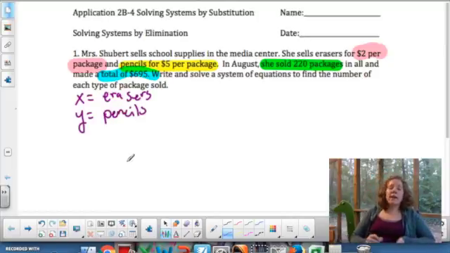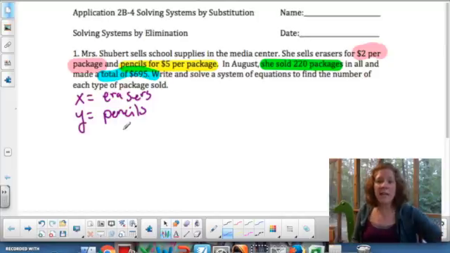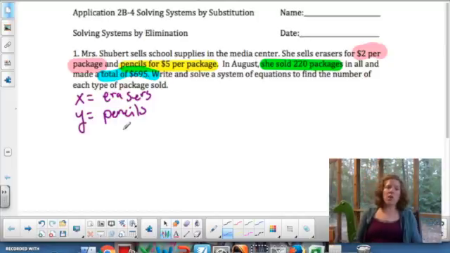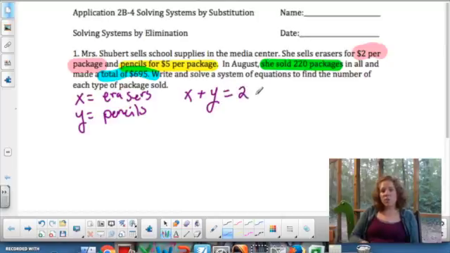All right, so when we write our equations, the first equation, like I said, is just going to deal with how much stuff did she sell? Not necessarily the money, but just how much stuff was sold. So we know that she's selling pencils and she's selling erasers, and we are told that altogether she sold 220 packages. So however many packages of erasers plus however many pencils together was 220. That's my equation that just deals with how much merchandise she sold.